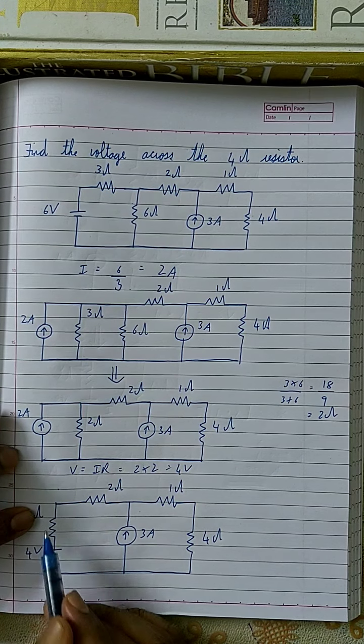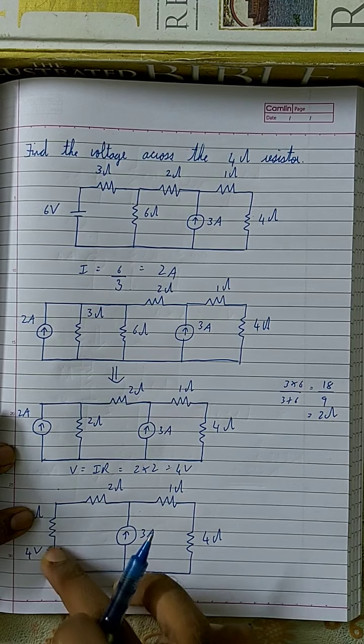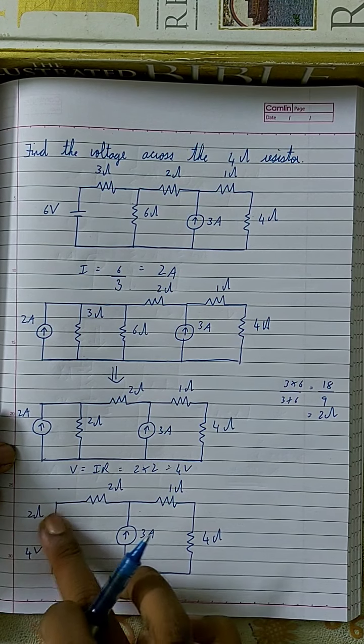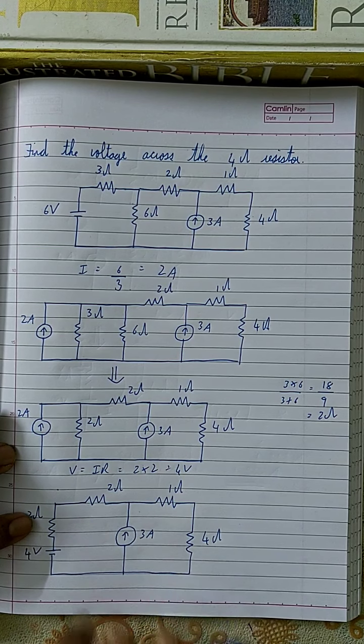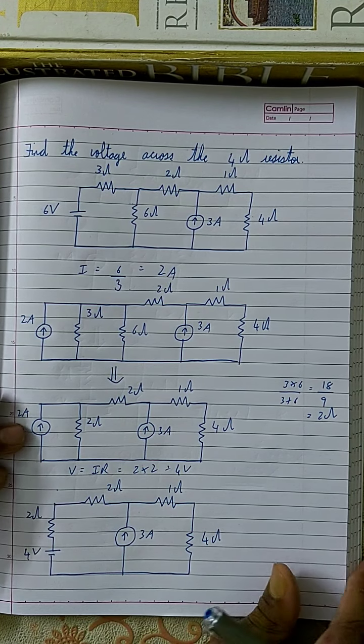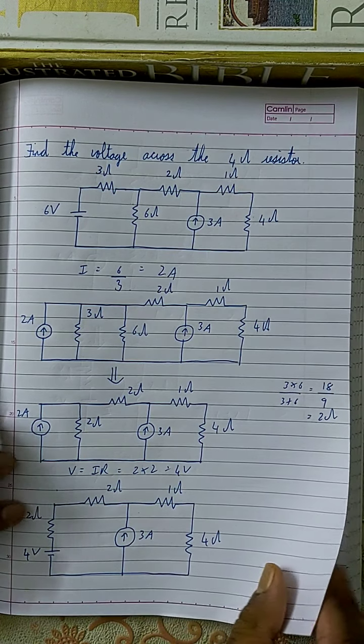Now I can tell you that this 2 ohm and this 2 ohm are in series. Because see, the same current flows through both the 2 ohm resistors. So therefore now these two resistors are in series. So now you can combine these two. So on combining, what will I get? Let me see. 2 plus 2 is 4 ohm, right? I get 4 ohm resistor.